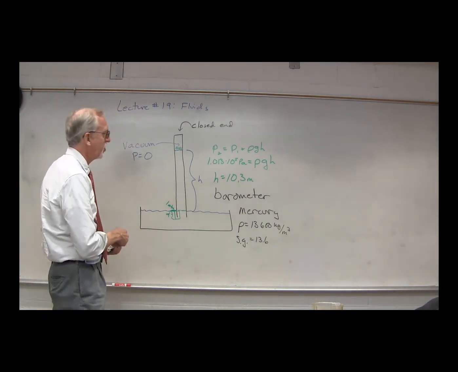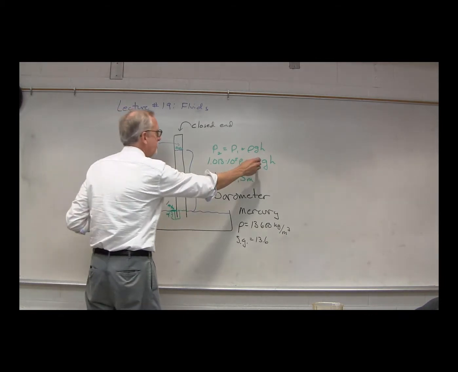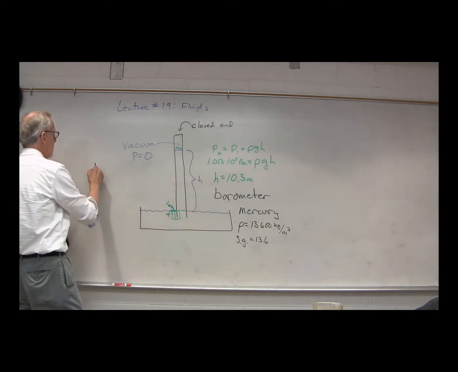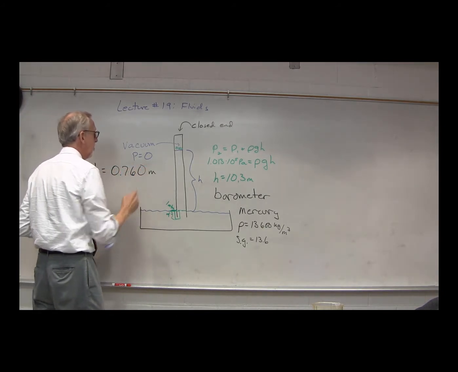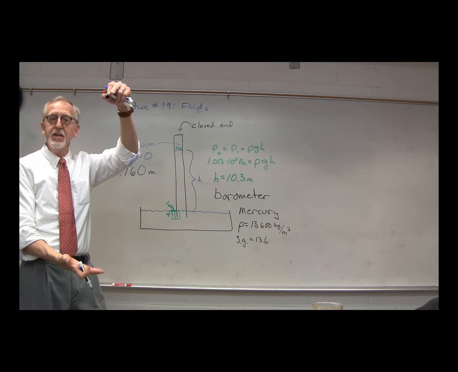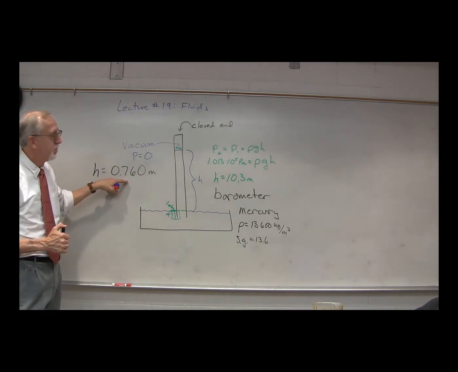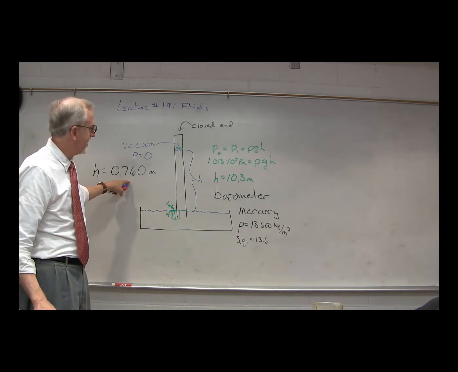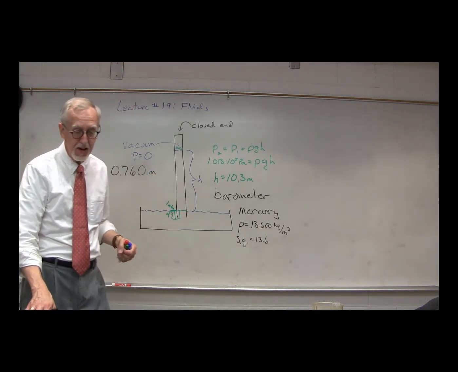Now, if we were to actually put the density of water in here, the density of mercury in here, we would find that H was 0.760 meters. We could have one of these that's less than a meter tall, and that would be a much more reasonable height for something like that. You would be able to have something like that on your desk.